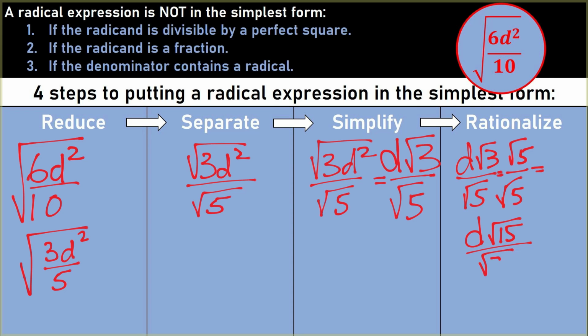So on the top, our numerator, we're going to have d root 15, and in our denominator, we're going to have root 25, which is a perfect square. So we can express the value of the square root of 25 without using a radical sign. It will just be d root 15 over 5. So now if we go back to the top of the page and we look, our radicand is 15. There are no perfect squares that go into 15. Our radicand is 15. That's not a fraction, so we don't have to worry about that. And in number 3, there is no longer a radical sign in the denominator, so this is the simplified form of our original expression.